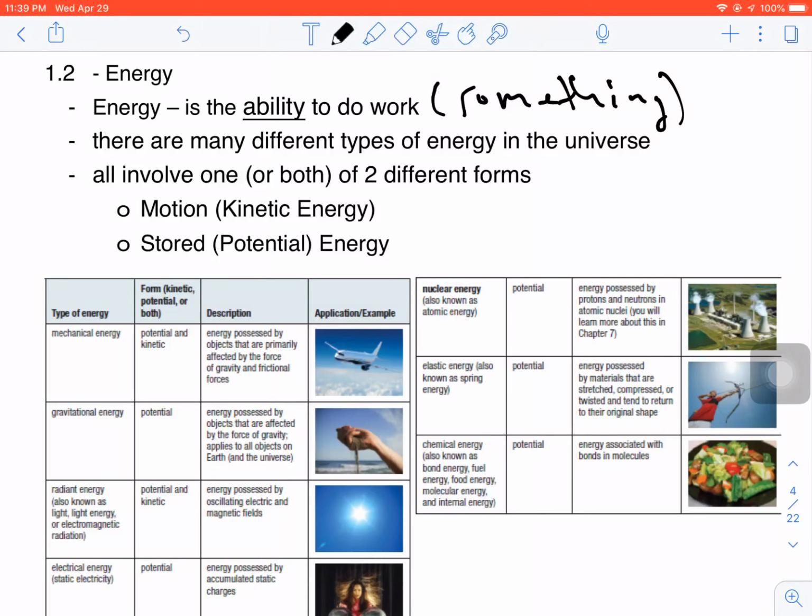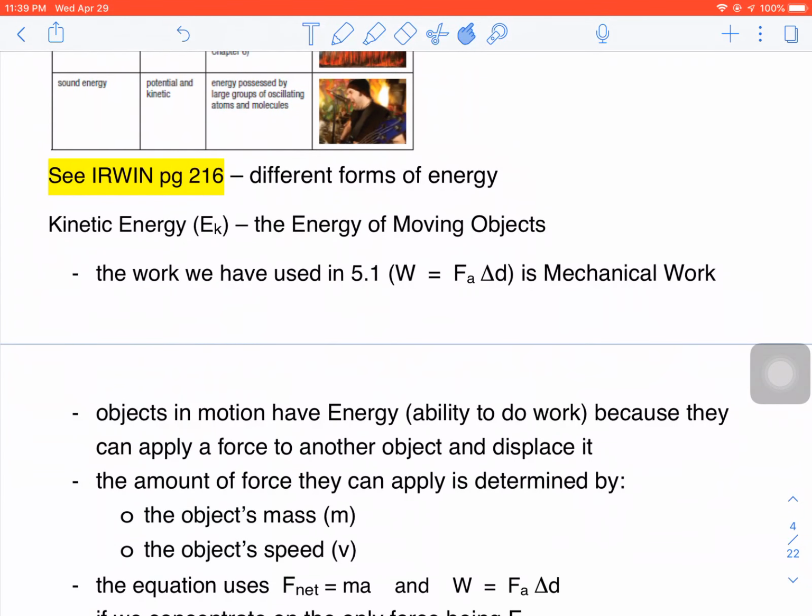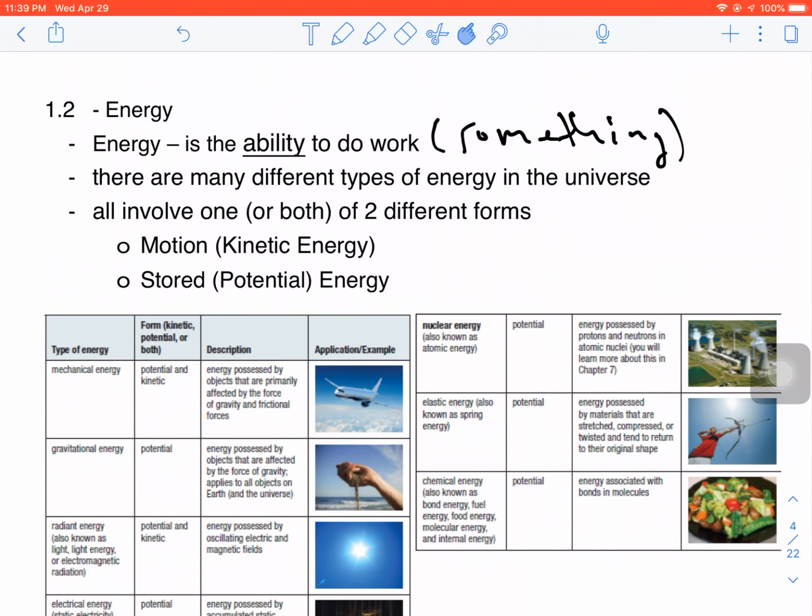Okay, so we said yesterday, this is a review from yesterday, that energy is the ability to do work. And really, when I think about it, I often say energy is the ability to do something, right? If I've got a battery, it can do something. If I've got sunlight, it can do something. If I've got gasoline, it can do something, right? So at the end of the day, energy really allows us to do stuff. Very scientific.